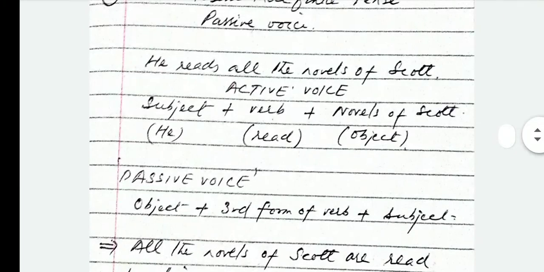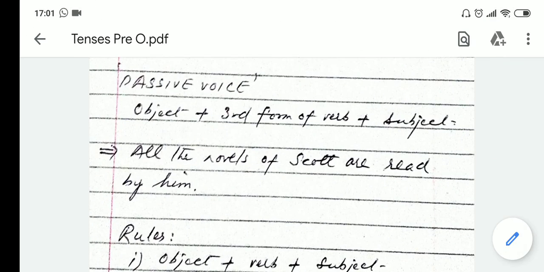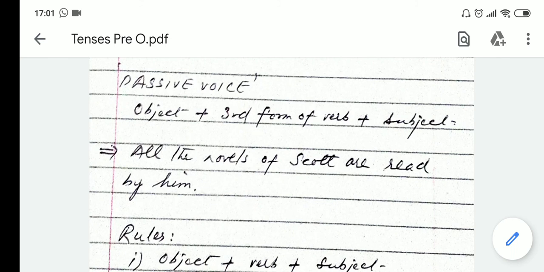Before that, if you convert it into negative and interrogative, it will be very simple as well. All the novels of Scott are read by him. All the novels of Scott are not read by him. Are all the novels of Scott read by him? That is for the interrogative sentence. So you can change it into negative and interrogative as well.